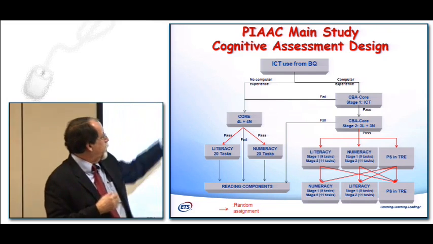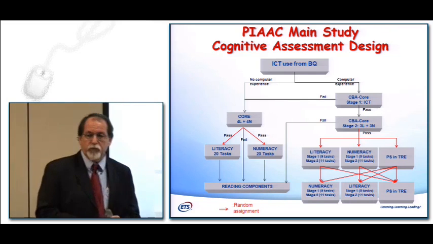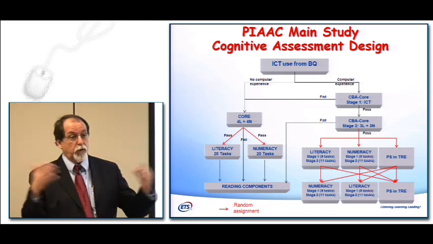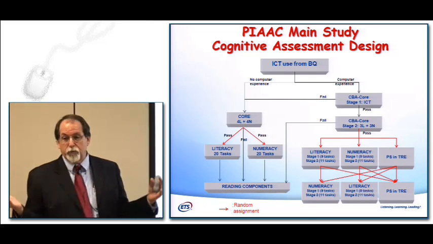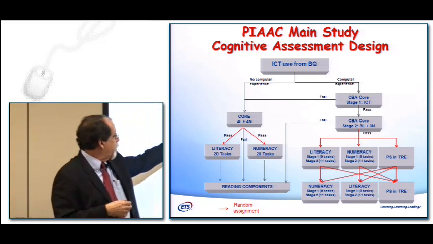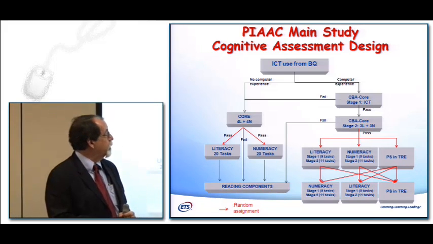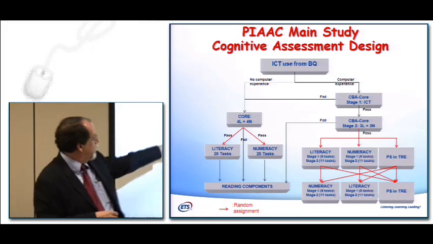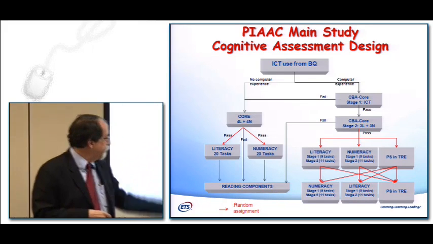So you can see we could use the BQ information. People would say they had no experience with the computer. They've never turned it on. They're uncomfortable with it. They don't use it. They would automatically be routed to the paper and pencil side. The people with computer experience would go down the computer side.